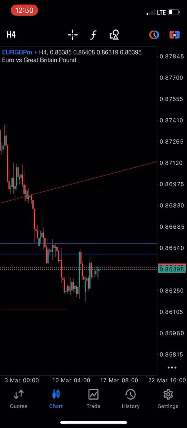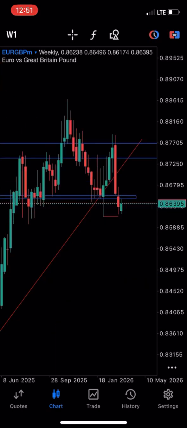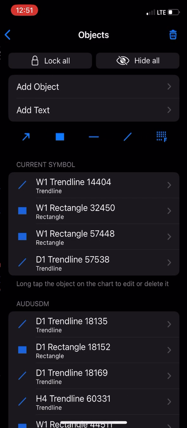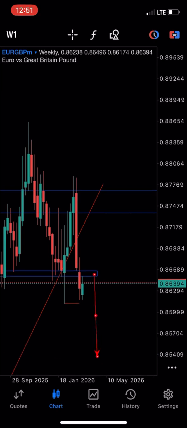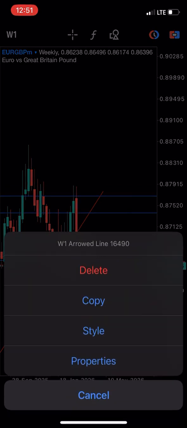So this is Euro GBP. For this pair, we're looking for sells. Weekly is already showing us a head and shoulder pattern, which is very beautiful on the weekly time frame. We're just looking for bearish confirmations to start going south, right?